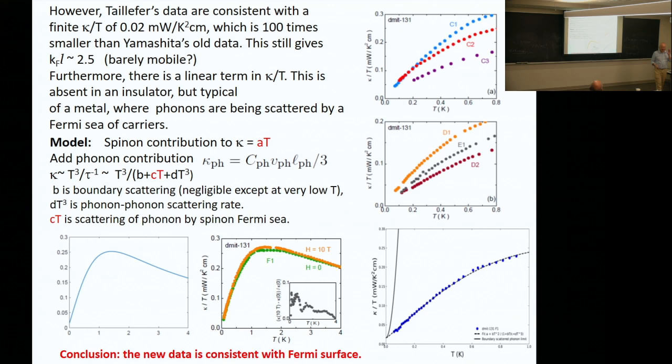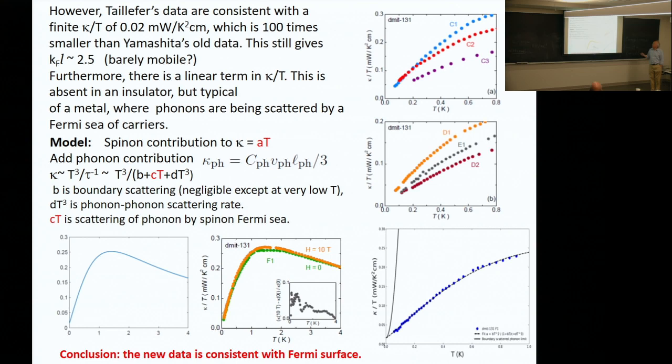I've been communicating with Taillefer in the last week or so. So this is what I understand now. If you look at Taillefer's data, which is posted online, so again, he plots kappa over T. So the question is whether kappa over T extrapolates to a finite value or zero value. Okay, so this is very hard to tell. Okay, but I think he would agree. He agrees that actually all this data can extrapolate to something of 0.02.